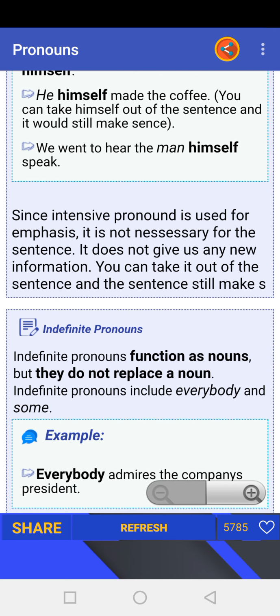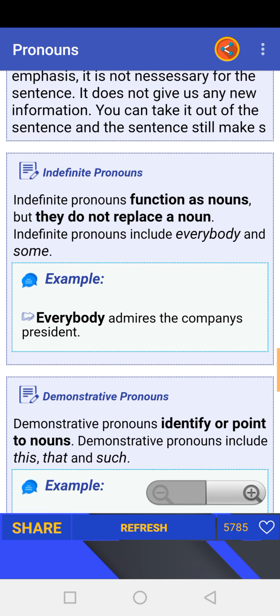Since an intensive pronoun is used for emphasis, it is not necessary for the sentence. It does not give us any new information. You can take it out of the sentence and the sentence still makes sense.